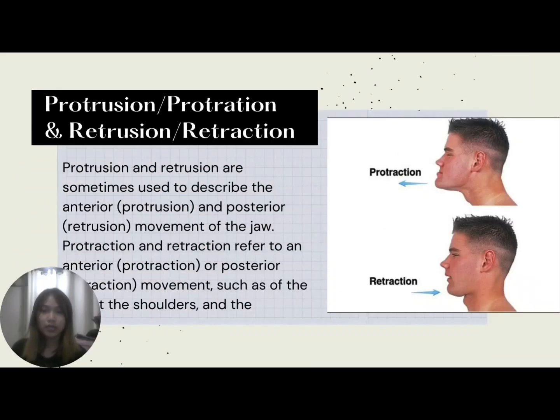Protrusion or protraction, and retrusion or retraction. Protrusion and retrusion are sometimes used to describe the anterior and posterior movement of the jaw. Protraction and retraction refer to an anterior or posterior movement, such as of the arm. So in this given picture, we have the jaw. Protraction, as you can see, describes the anterior and posterior movement of the jaw, while the retraction is also the anterior and posterior.